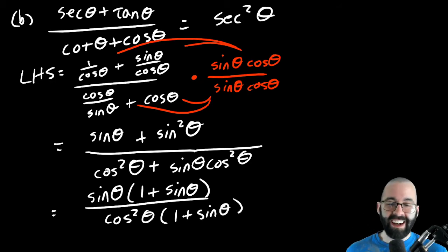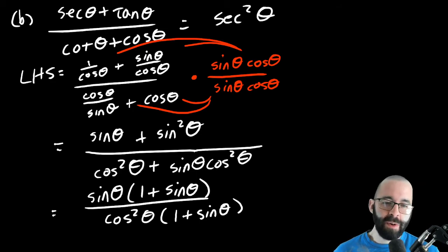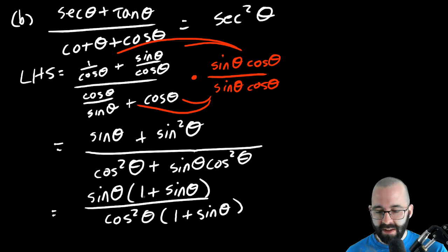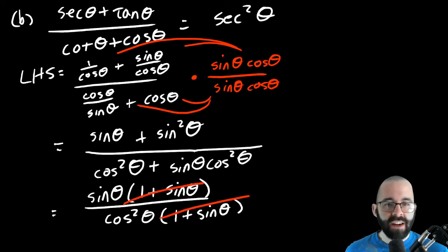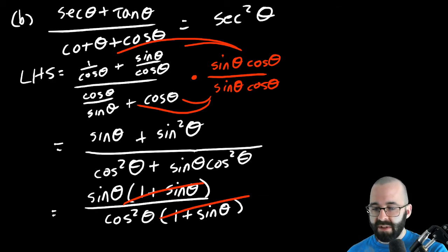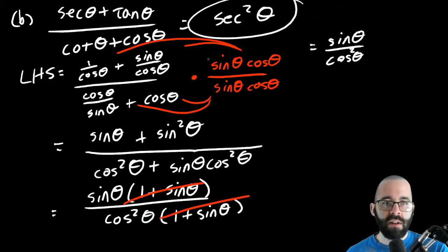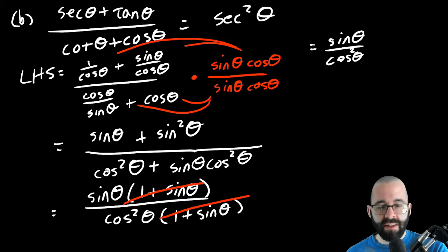Ooh, I was pretty worried. I didn't know what we were going to do with that 1 plus sine of theta. Turns out, once it's fully factored, we can cancel common factors. So we're just left with sine of theta divided by cosine squared of theta. This is what we want. We almost have it, right? We have sine of theta times secant squared of theta.